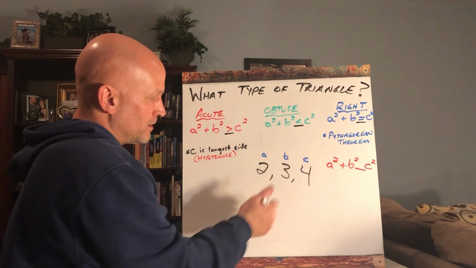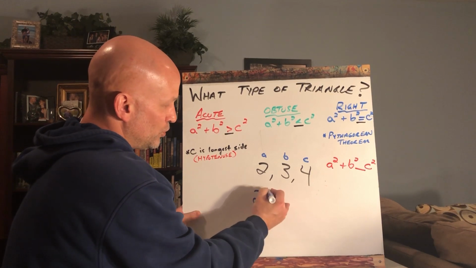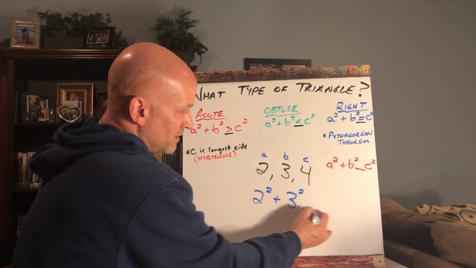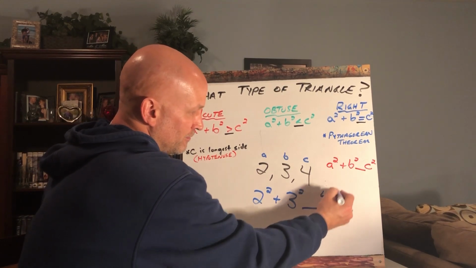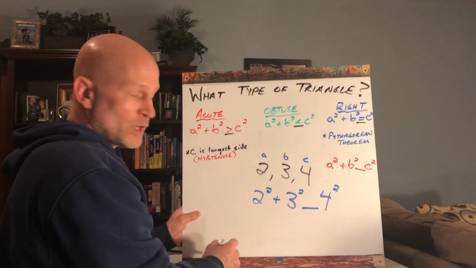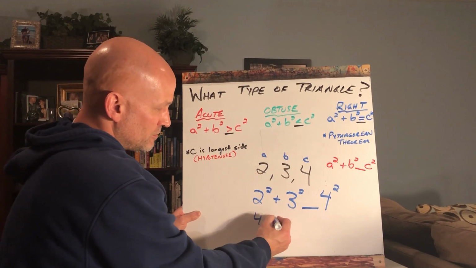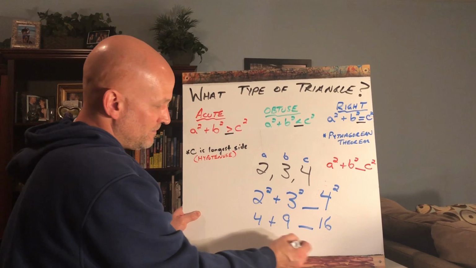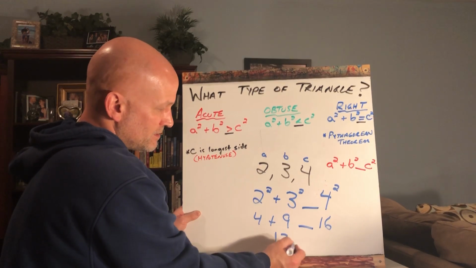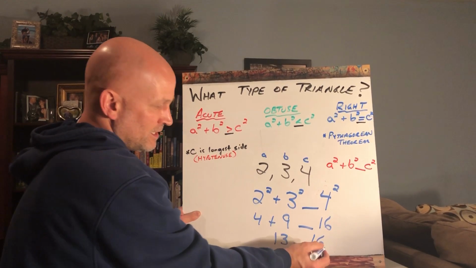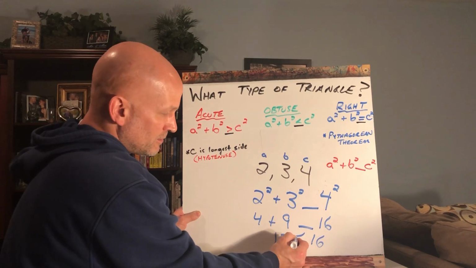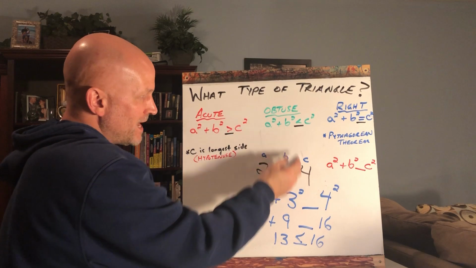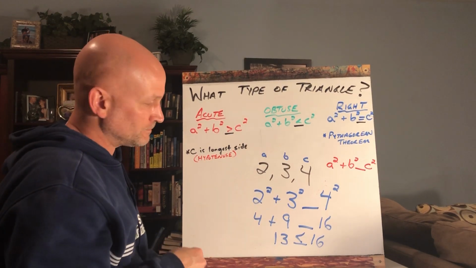Now I use my formula. So I'm going to take 2 squared and add it to 3 squared, and find the relationship to 4 squared. If I do my math, I get 4 plus 9 related to 16. 13 to 16, 16's greater. If I look up here, that will make an obtuse triangle.